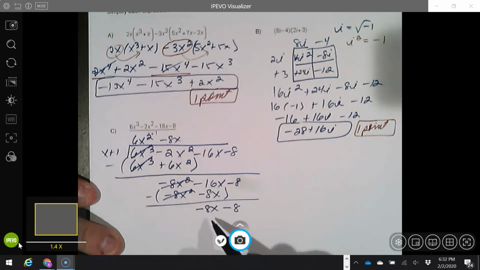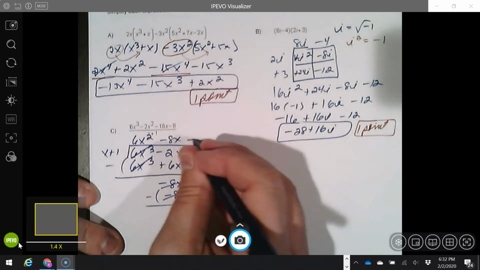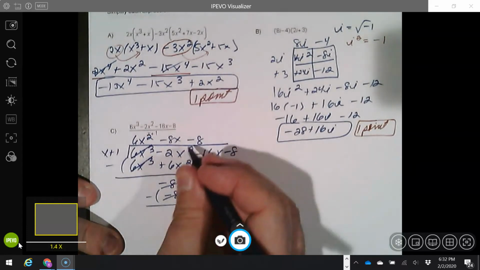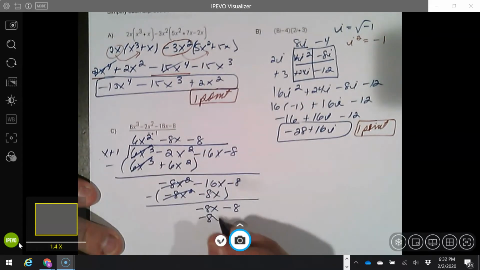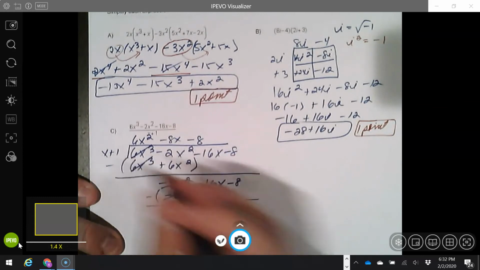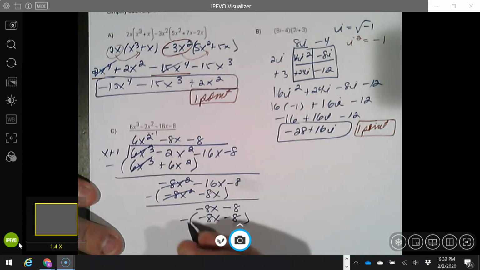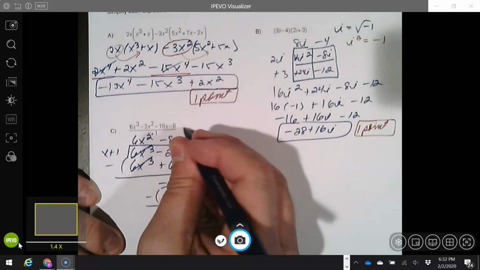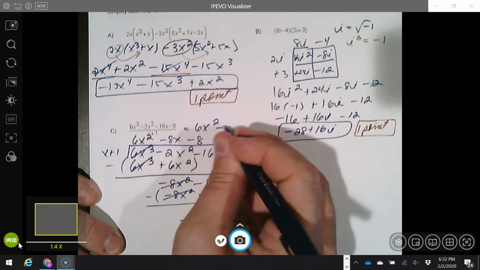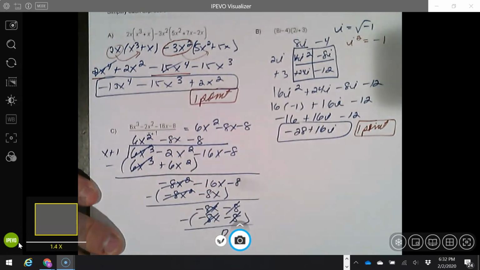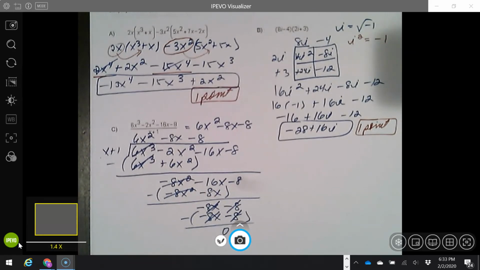What do I multiply x by to get to negative 8x? Well, negative 8. Negative 8 times x is negative 8x. Negative 8 times positive 1 is negative 8. When you subtract, those cancel. So do these. Your remainder is 0. So your answer is 6x squared minus 8x minus 8. That's the long division method.